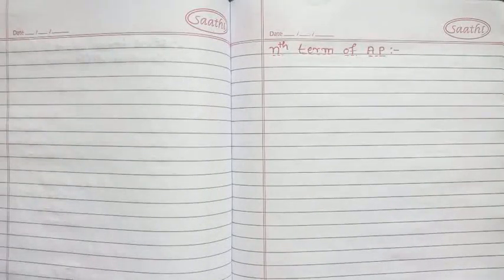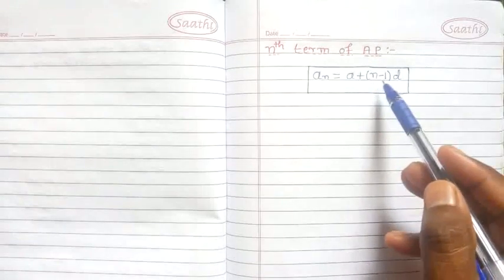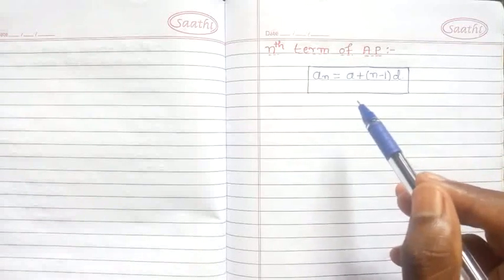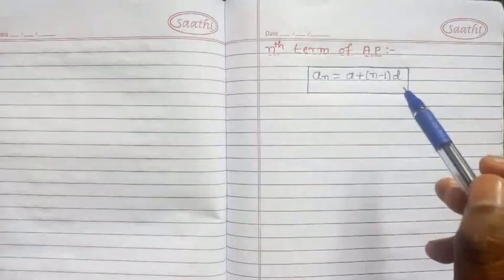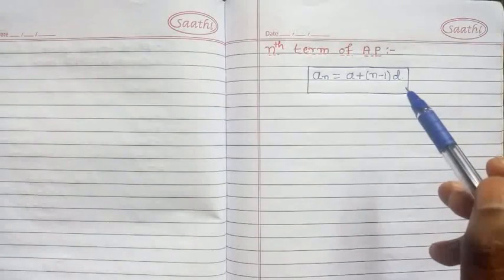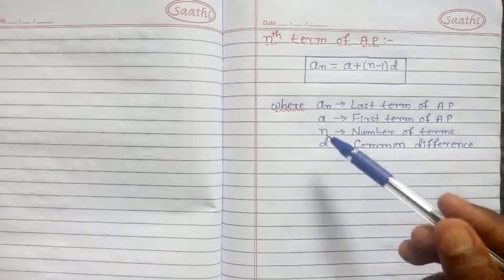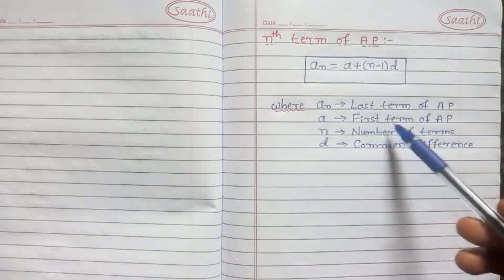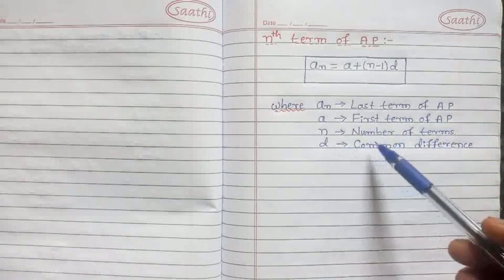As we know, the general form of the nth term of an AP is an = a + (n - 1) d, where an is the last term of the arithmetic progression, a is the first term, n is the total number of terms, and d is the common difference.